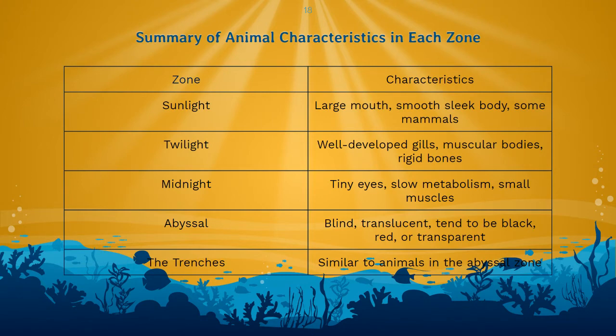In the abyssal zone, animals are mostly blind, they're translucent, and they tend to be black, red, or transparent. And in the trenches, the animals are similar in characteristics to those in the abyssal zone.